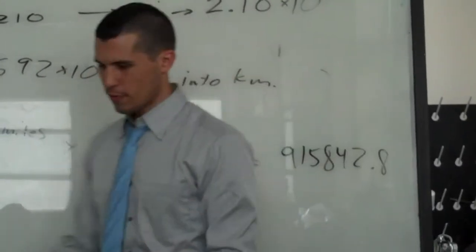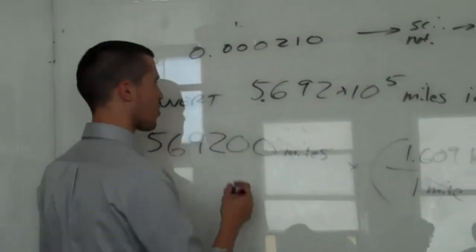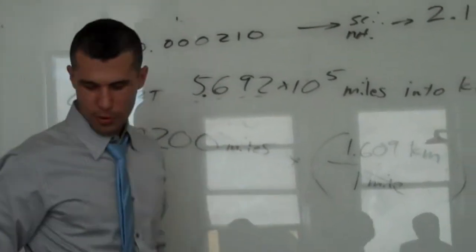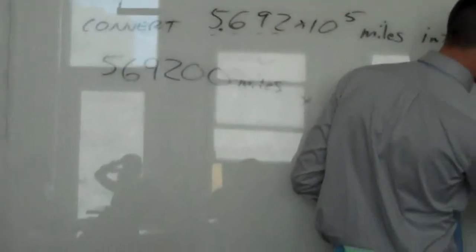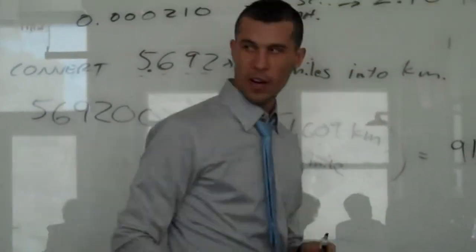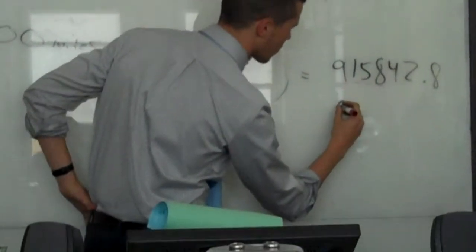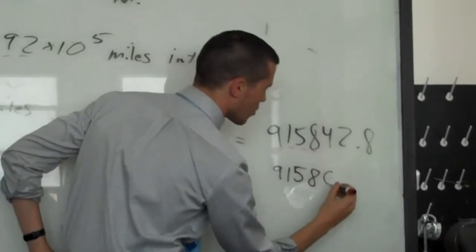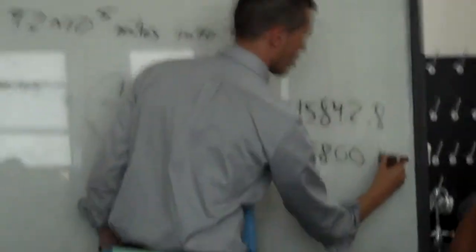2.8. Now, for general, that'd be fine to report it like that. But for honors, of course, you need to report it to the correct number of sig figs, which would be 1, 2, 3, 4. So you would have to round it right after the 8. 1, 2, 3, 4, right there. So your final answer for honors would have to be this: 915,800. And then, of course, kilometers.